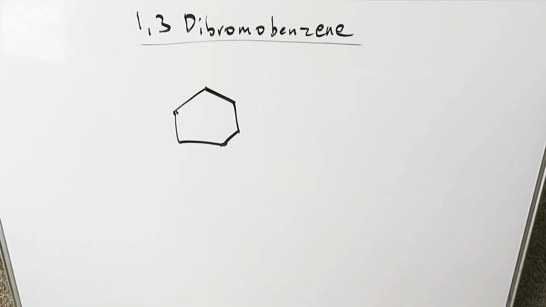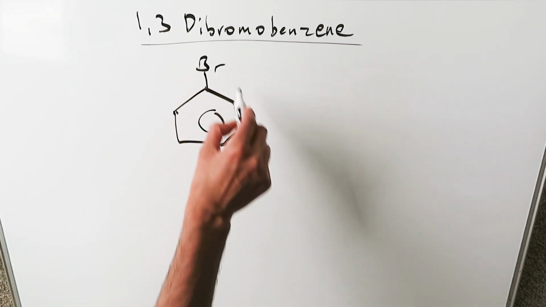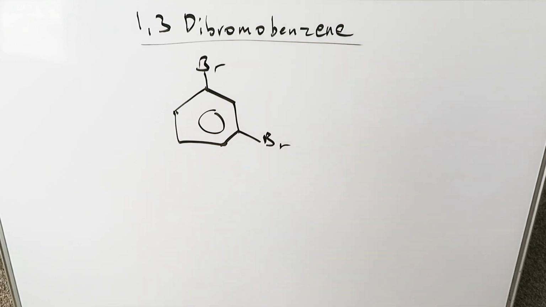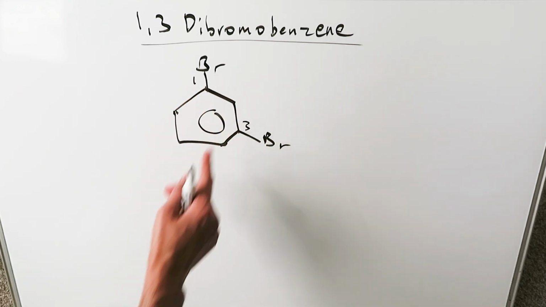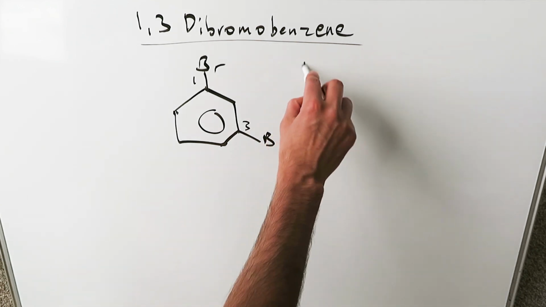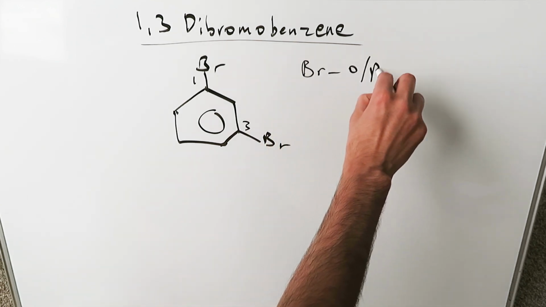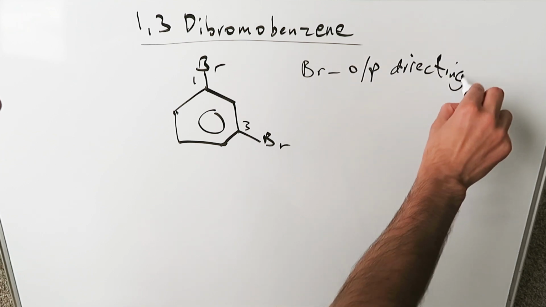1,3-dibromobenzene. Here's your benzene molecule, here's your first bromine, and then right here bromine number 2. Position number 1, position number 2, position number 3, 1,3-dibromobenzene. How can you synthesize it knowing that bromine is an ortho-para directing substituent? It's not by any means meta.